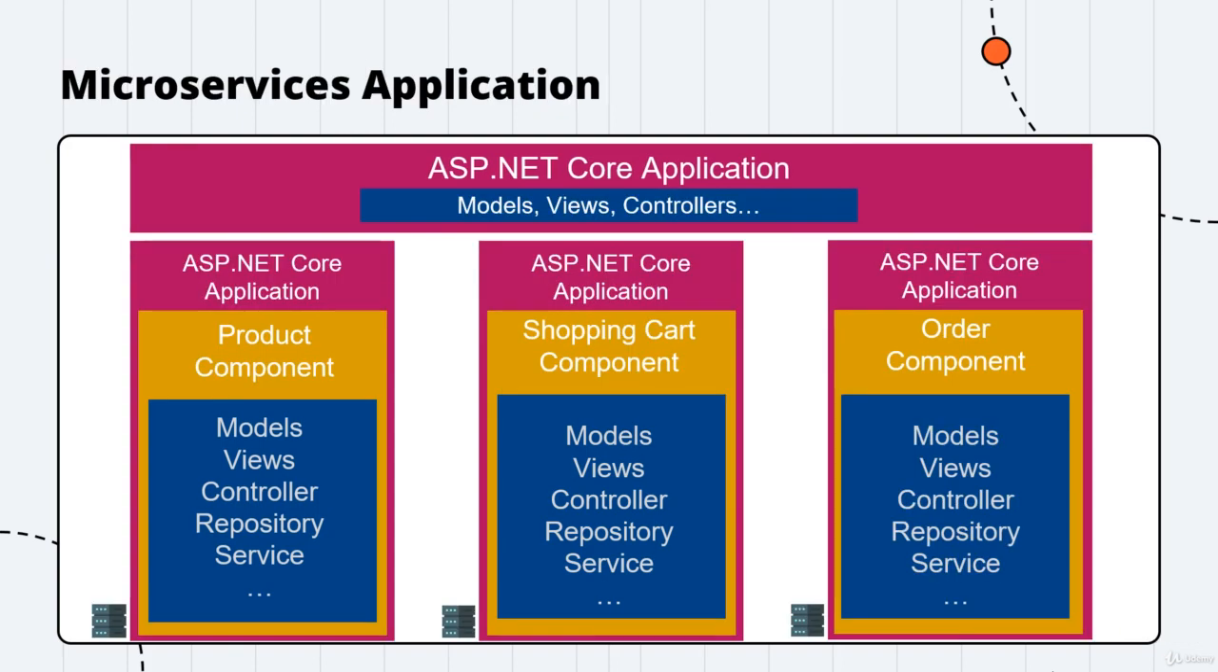So in this case, you can see all the components that we had, like product component, shopping cart, and the order component are their own ASP.NET Core applications. On top of that, you should notice that all of these three applications have their own separate database and they do not share the database at all. Then there will be a separate ASP.NET Core application that will interact with all three of these individual microservices.